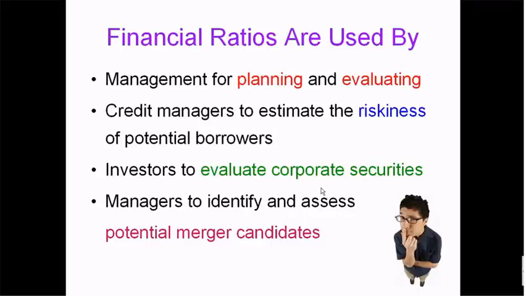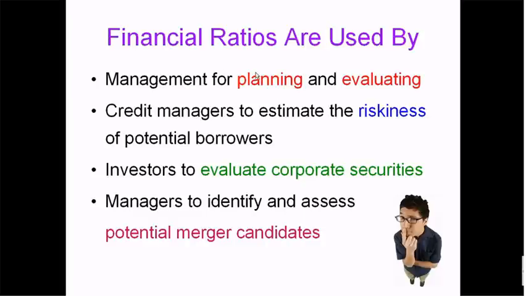So who uses financial ratios? The first one will be management. Management uses financial ratios for planning and evaluating. I believe you still remember that when you learn management, we have the 4 management functions, the POLC. P stands for planning. Planning means setting goals and deciding how to achieve them, right?